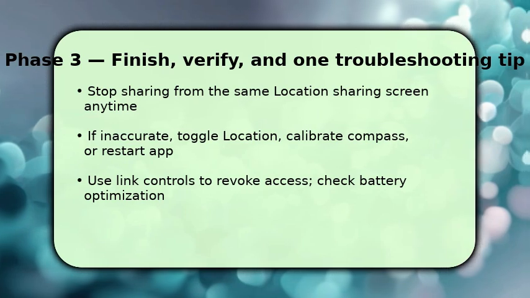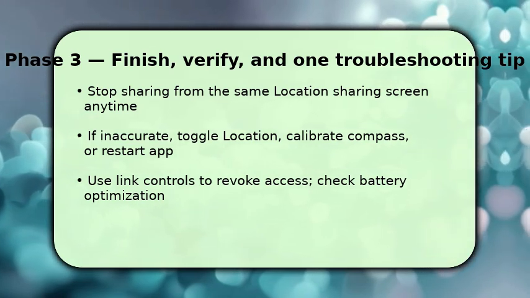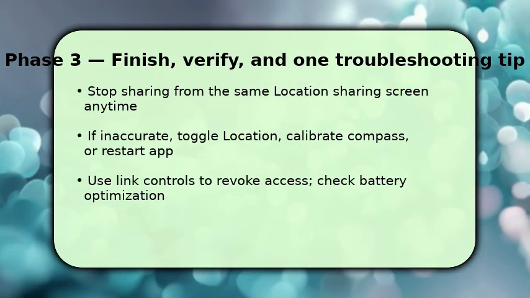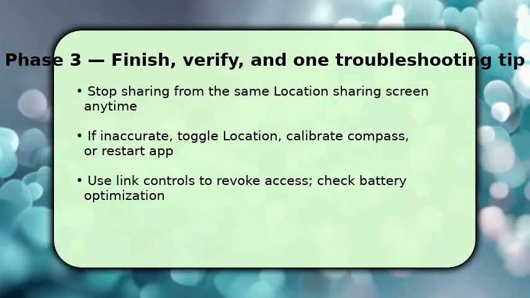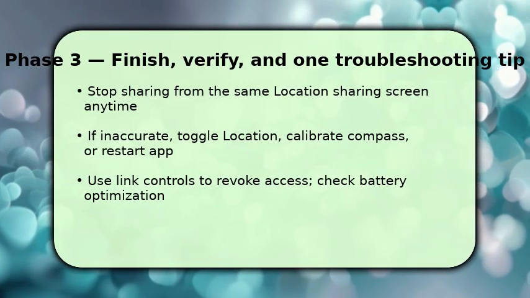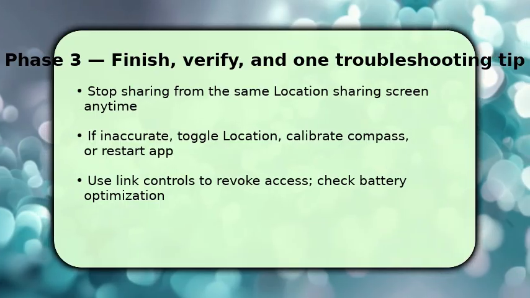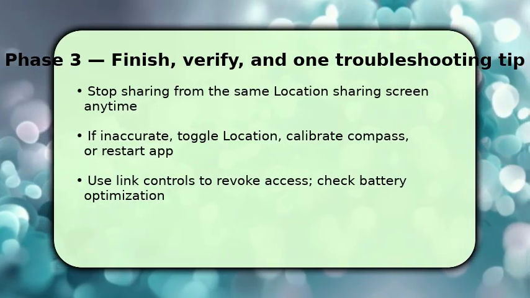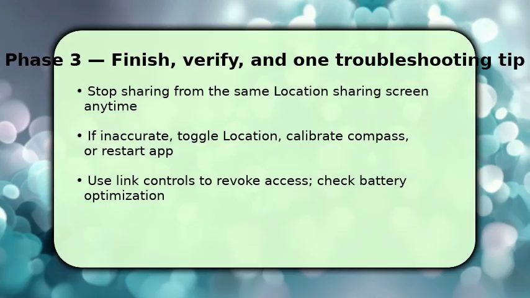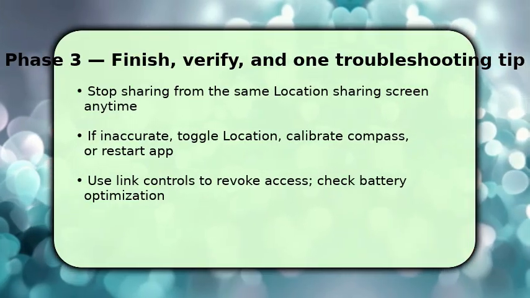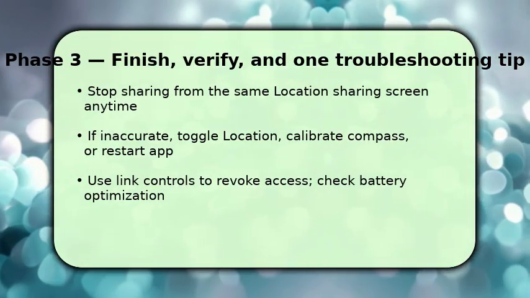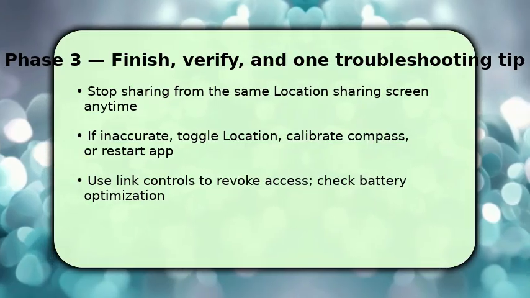If your position looks wrong, make sure location is on, calibrate the compass by moving your phone in a figure 8, and restart the app to refresh data. Also check battery optimization settings, since aggressive power saving can pause background sharing. If a link was used, revoke it to stop access. Otherwise, people added directly will lose the view when you turn sharing off.